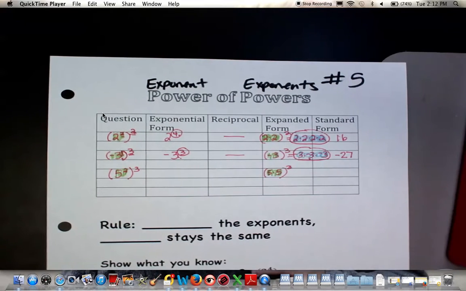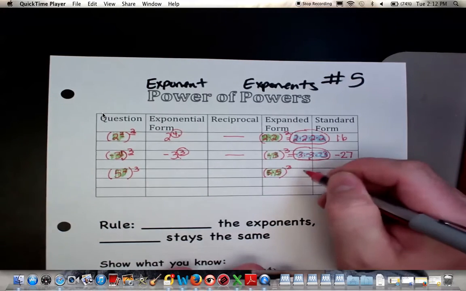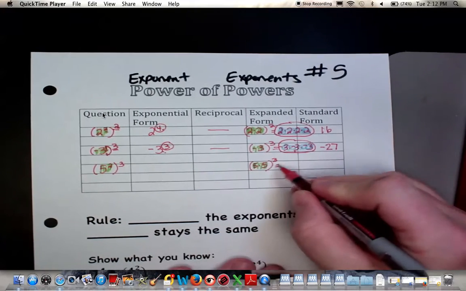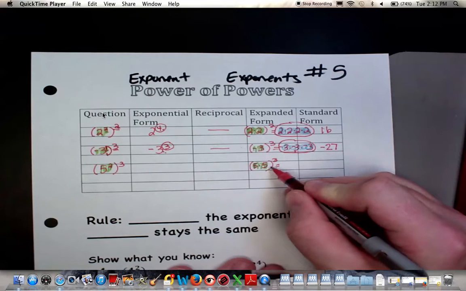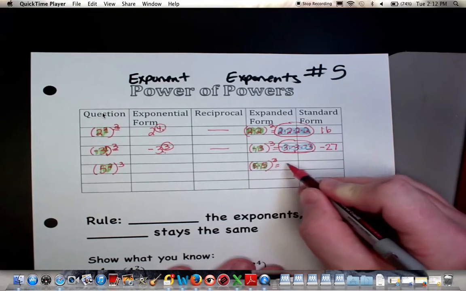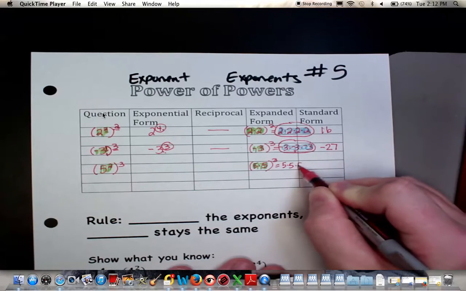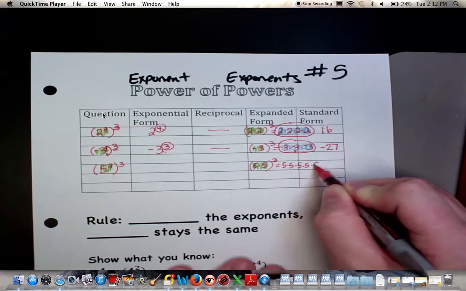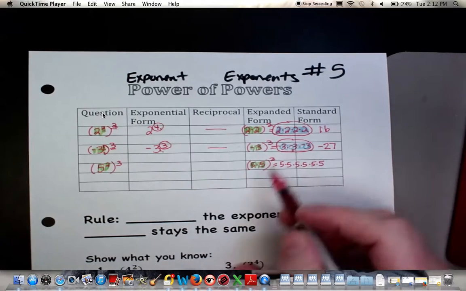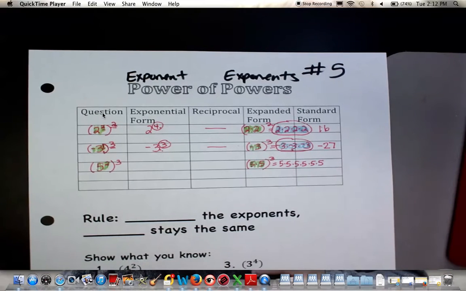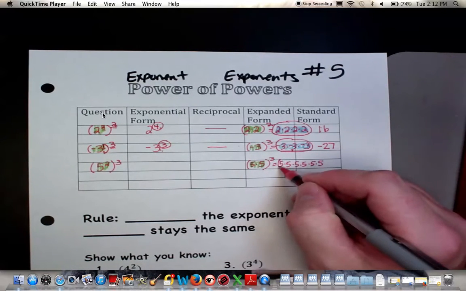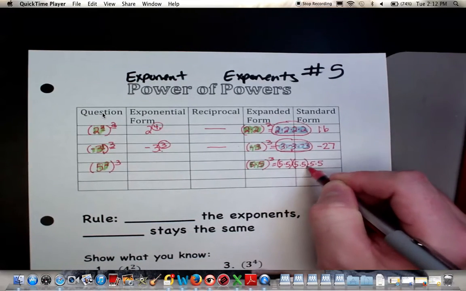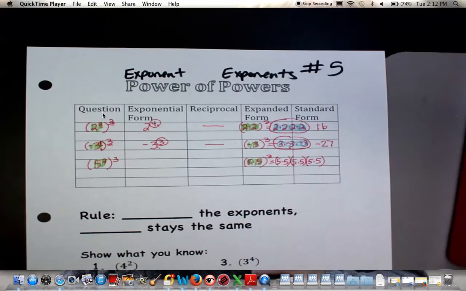Now I've got to take that 5 times 5 and raise it to the third power. So I'm going to take this 5 times 5 and write it out 3 times, because that's what the 3 tells me to do. There's 1 of them, there's 2 of them, there's 3 of them.